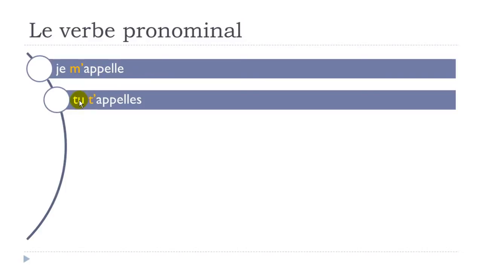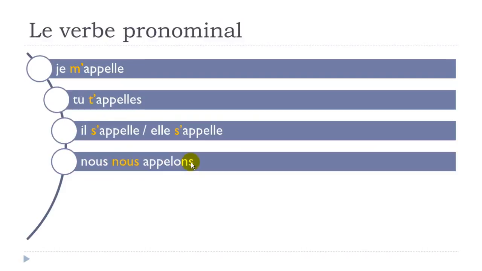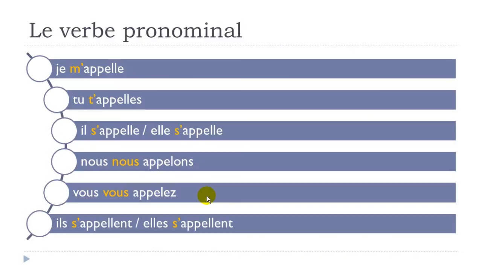Tu t'appelles. Il s'appelle. Elle s'appelle. Nous nous appelons. Okay, so I will make the liaison. Nous nous appelons. Vous vous appelez. Ils s'appellent. Elles s'appellent. Sorry. So if you look carefully here as well, you will have to add this m, t, s, and then nous, vous, s. Remember, it's just because the verb is starting with a vowel. It would be the same if the verb would start with the letter h plus a vowel, because we don't pronounce h, so that's the reason why. My God, I'm losing my voice. Let's hope I will finish.